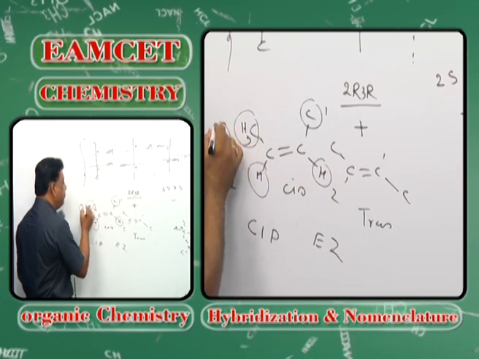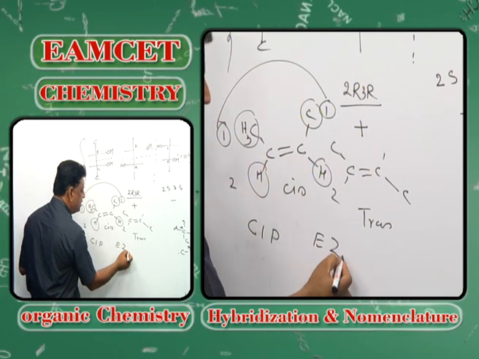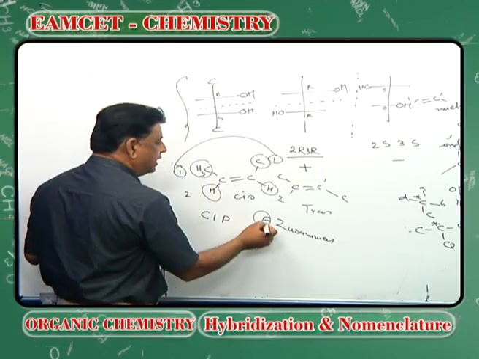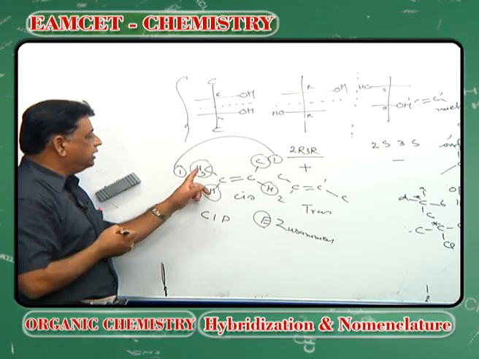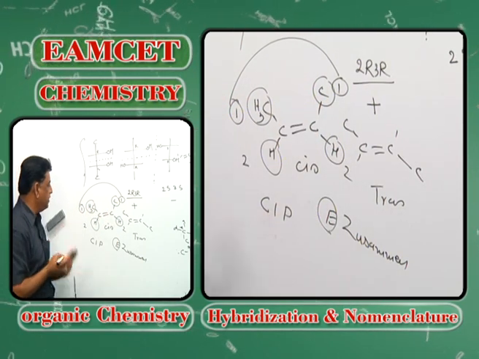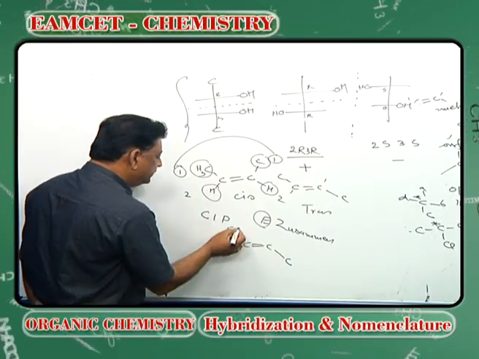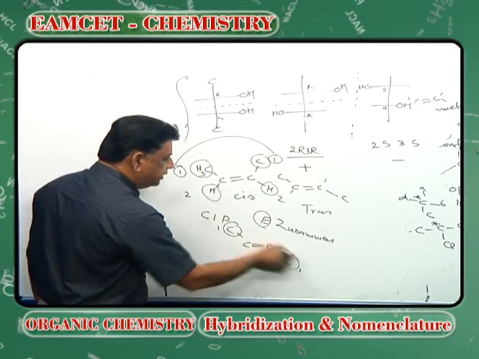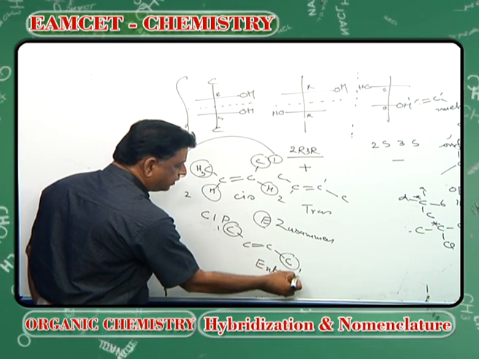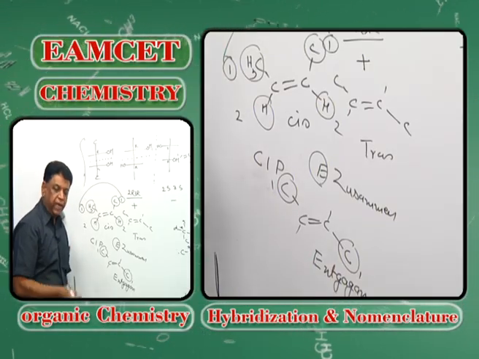So preference 1 on the same side means Z. Z stands for Zusammen. What is Zusammen? The two most preferred groups are on the same side, therefore it goes to Z. If the groups are opposite, like a trans compound, where preference 1 and preference 1 are opposite, then it is E. E stands for Entgegen. Entgegen means opposite. The two preferred groups are opposite.